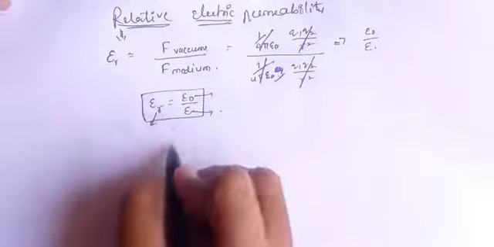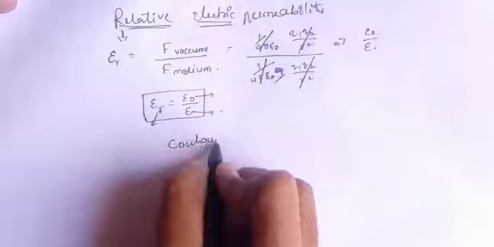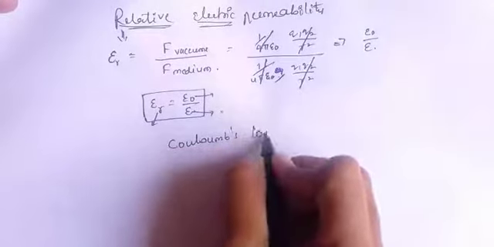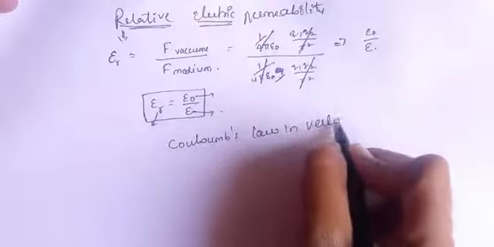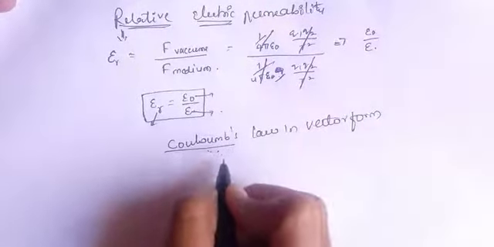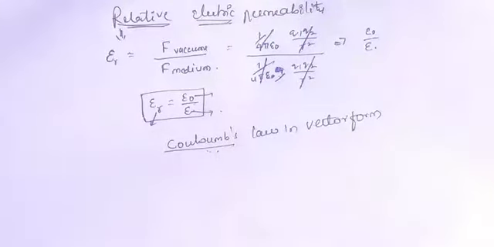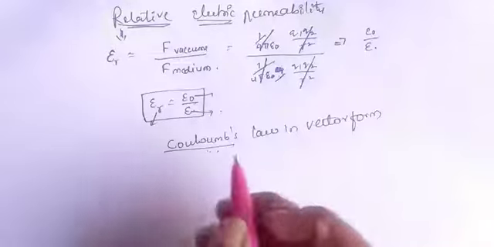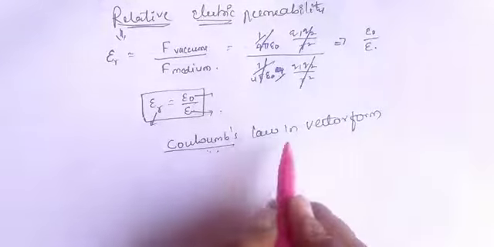Now, Coulomb's law in vector form. Here Coulomb is the unit of charge, and the charge is a scalar quantity, so it has only magnitude. That's why we expressed the force as proportional to q1 q2 by r square. That is only the magnitude. So here we have to get Coulomb's law in vector form.